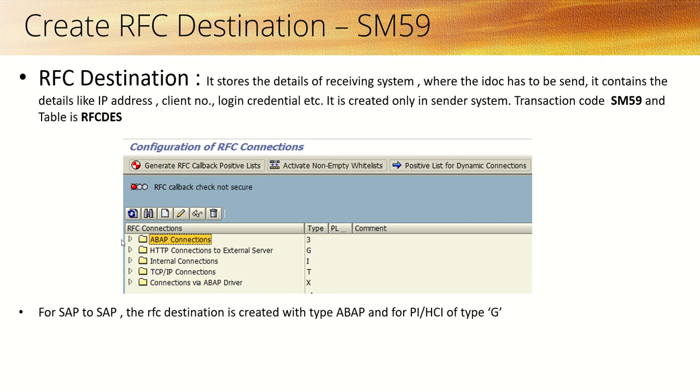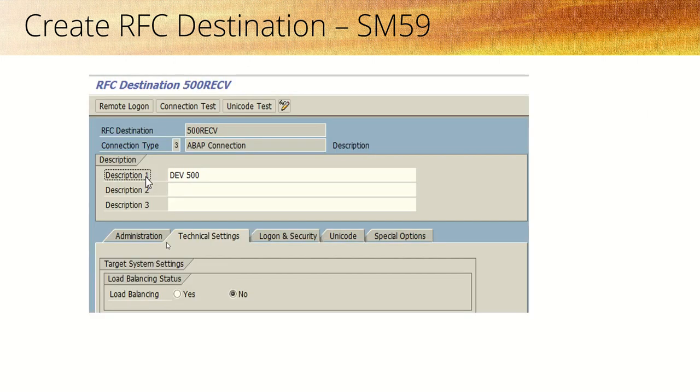So once we log into SM59, we can see different options like ABAP connection, HTTP, internal connection, TCP/IP, etc. So for SAP to SAP transfer, we go with the ABAP connection, that is type 3, and for SCI we use type G. And suppose we are using some other middleware software, in some cases we also use the TCP/IP connection. So here for SAP to SAP, we'll be creating an ABAP connection, and inside that, in the technical setting, we'll maintain the IP address, the login and security details, etc.